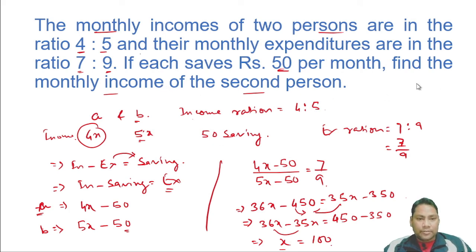Now in this question they have asked to find the monthly income of the second person. We have assumed the monthly income of the second person, that is B, as 5x. So 5x equals 5 multiplied by 100, that is 500.